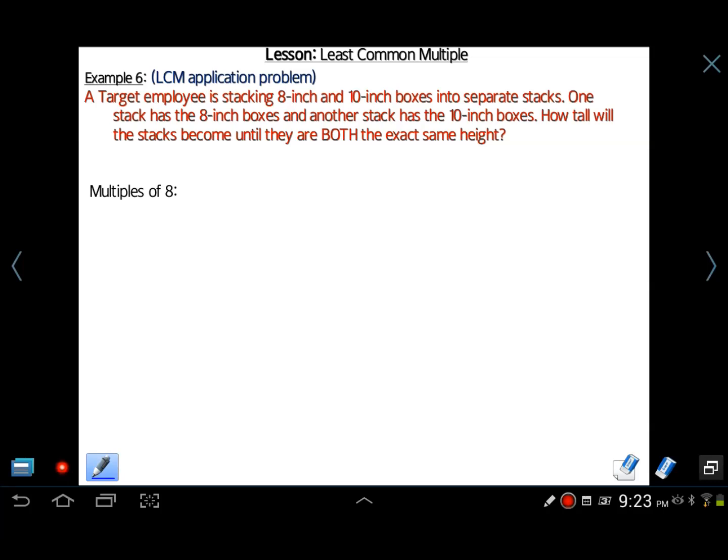Let's go ahead and list the multiples of 8. If you have one box, it's going to be 8 inches tall. If you have two boxes, it'll be 16 inches tall, 8 times 2. 3 boxes will be 24 inches tall. 4 boxes will be 32. 5 boxes will be 40 inches tall. 6 boxes will be 48. 7 boxes will be 56 inches tall. And 8 boxes will be 64 inches tall. And 9 boxes will be 72 inches tall.